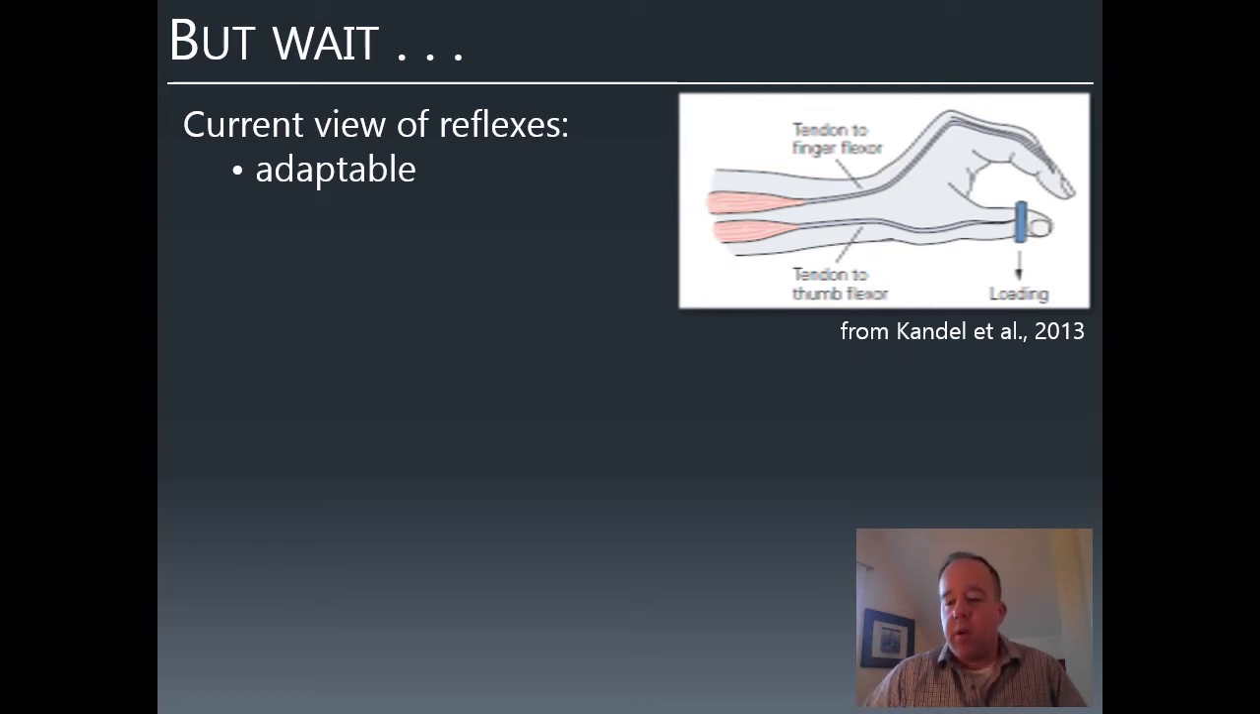So your spinal cord can adapt to incoming sensory information. It is not the same response given the same stimulus. They're also context dependent.